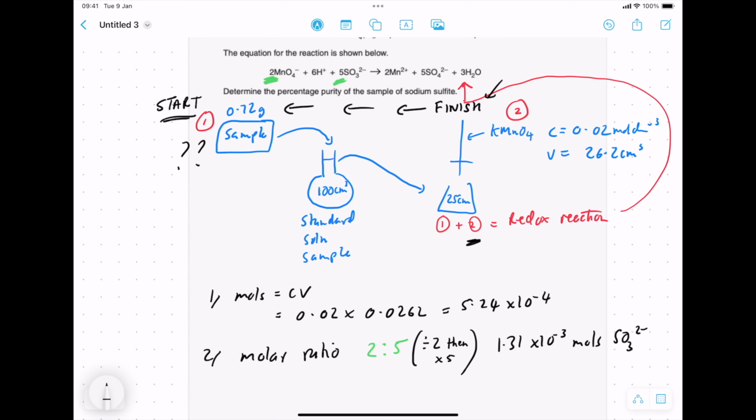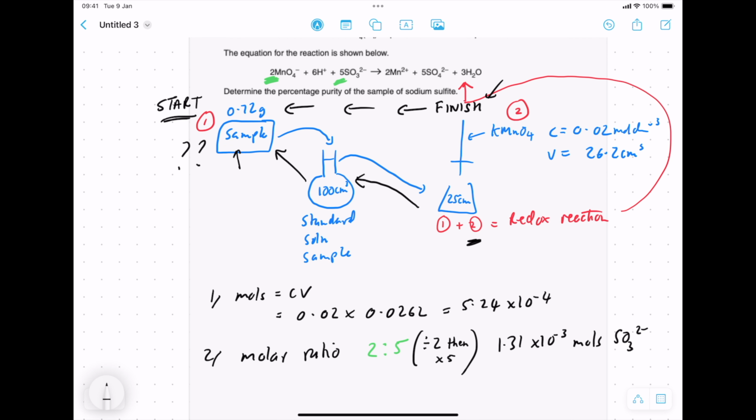But remember what I said, we've got to work backwards. We've got to get the moles that's in the sample. So we have to go back to that location first, which is the standard solution contained in the sample, and then back to the sample at the beginning. You can see in the titration 25 centimeter cubed of the SO3 2- has been used in the reaction. And that has come from a bigger pot of 100.